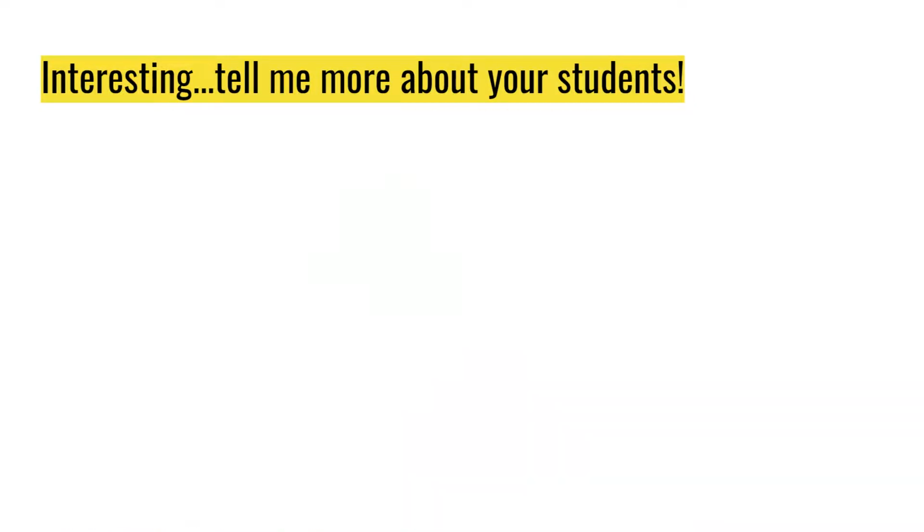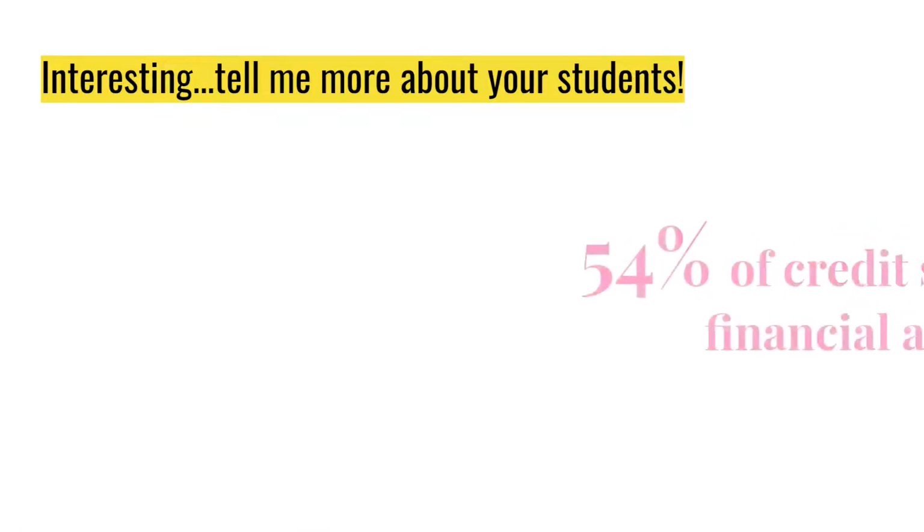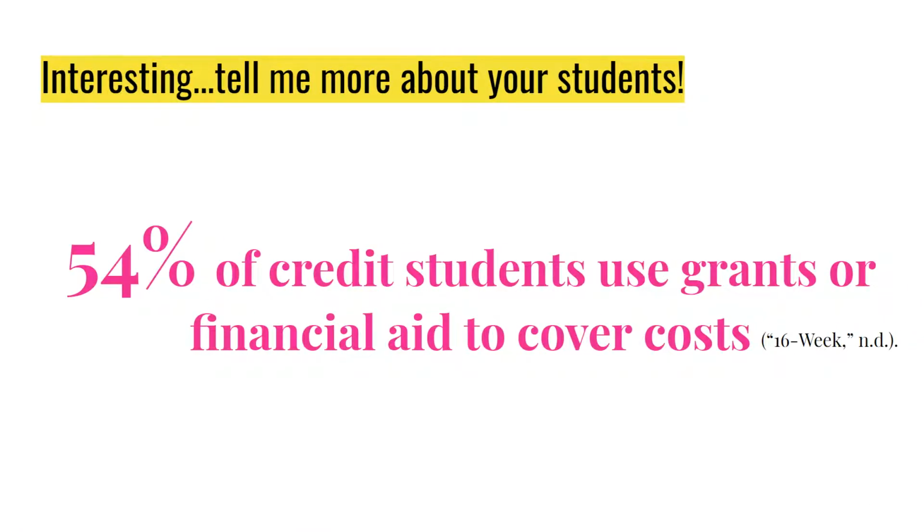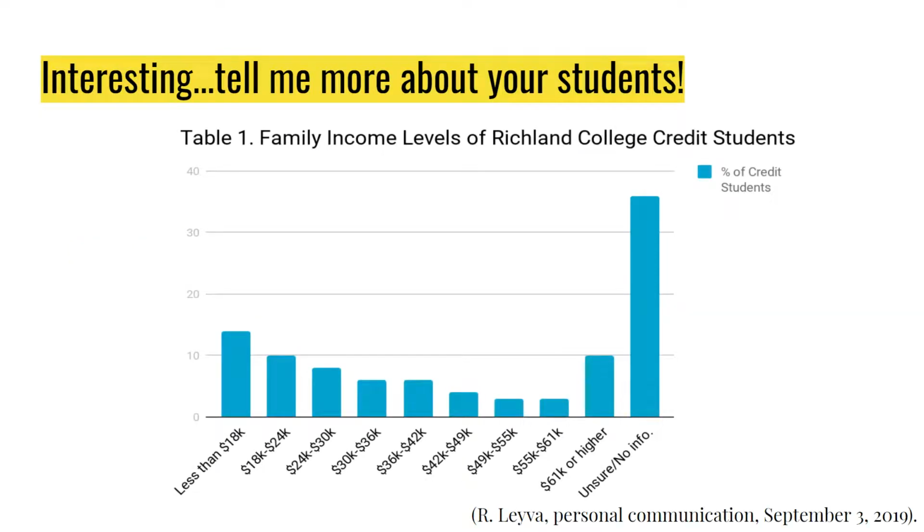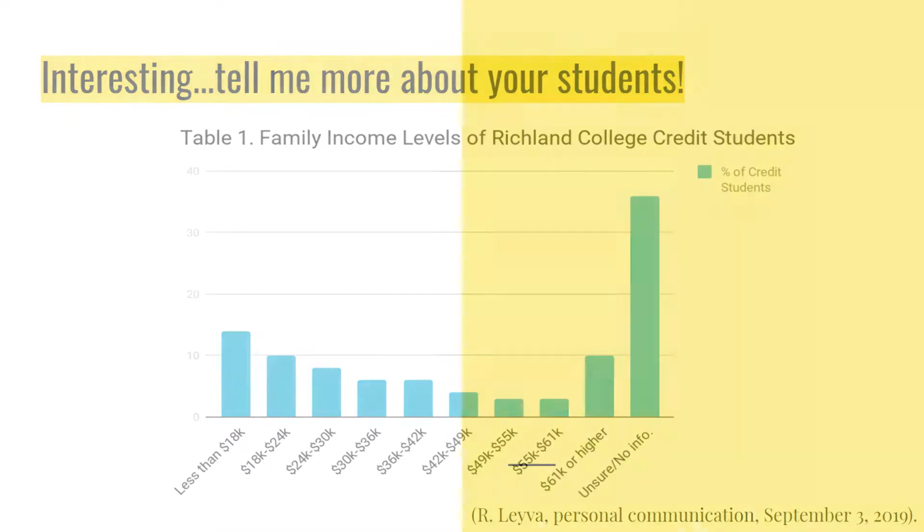Let's get into the finances. Over half of our students use financial aid or grants to pay for classes. Again, I think the amount would be higher if CE students were included. As you can see from this graph, many of Richland students live in poverty or low-income households. I know you want more statistics, but we are moving on.